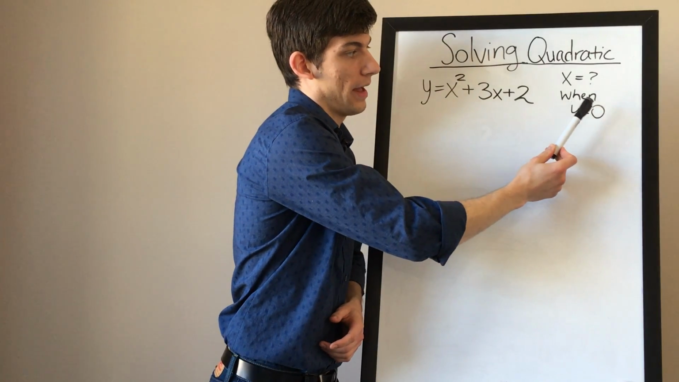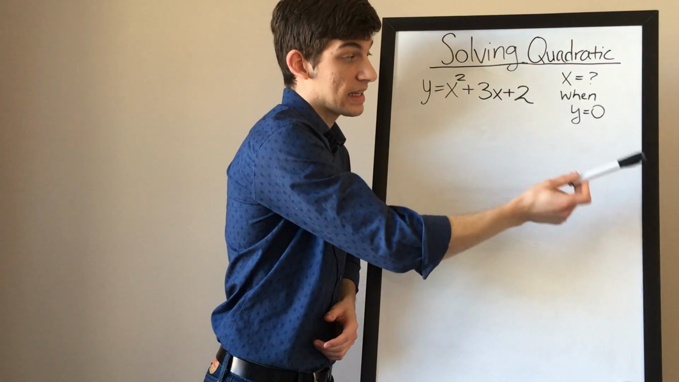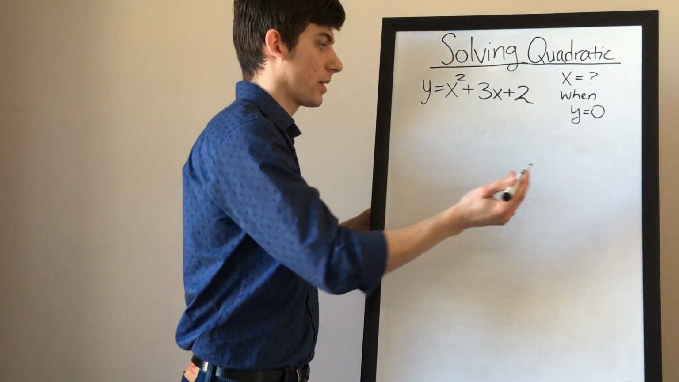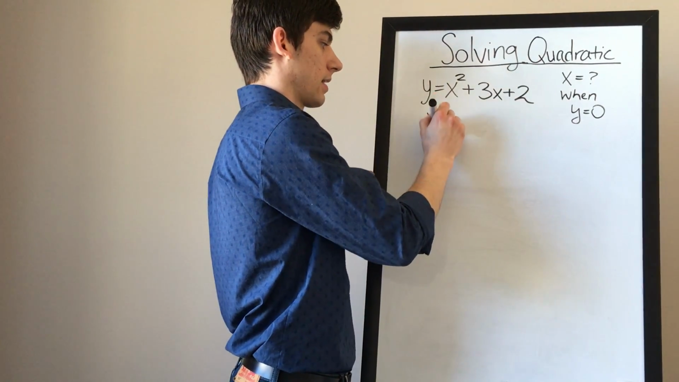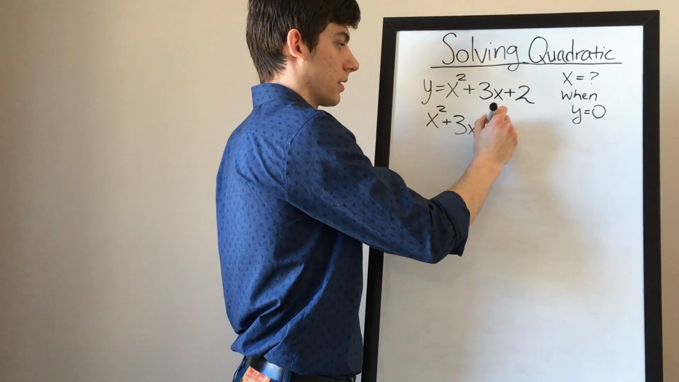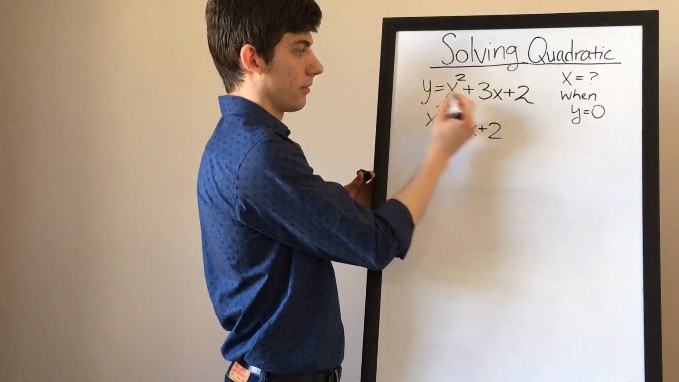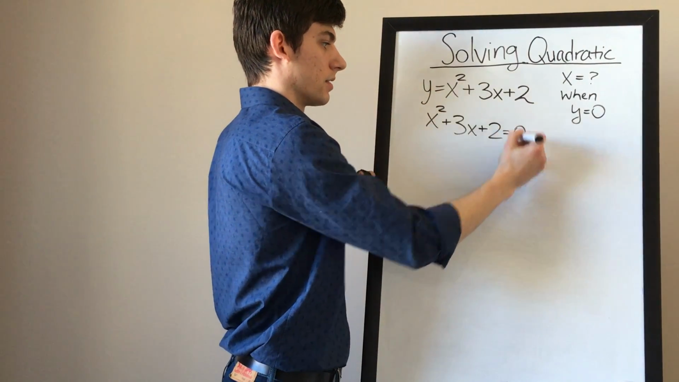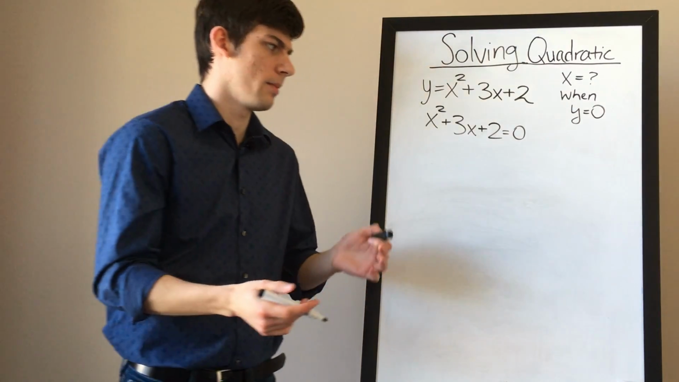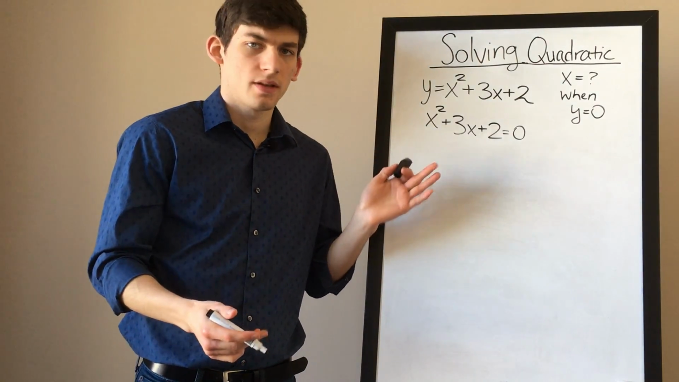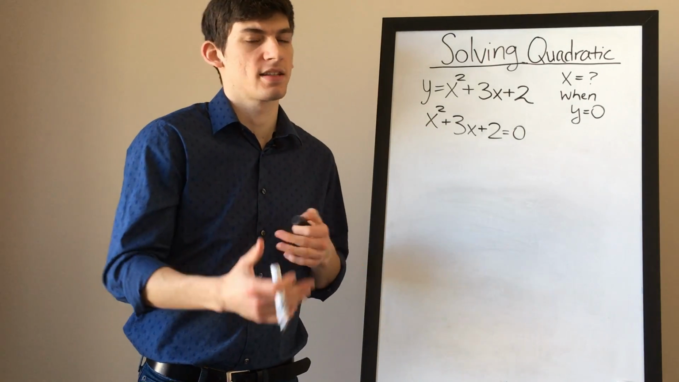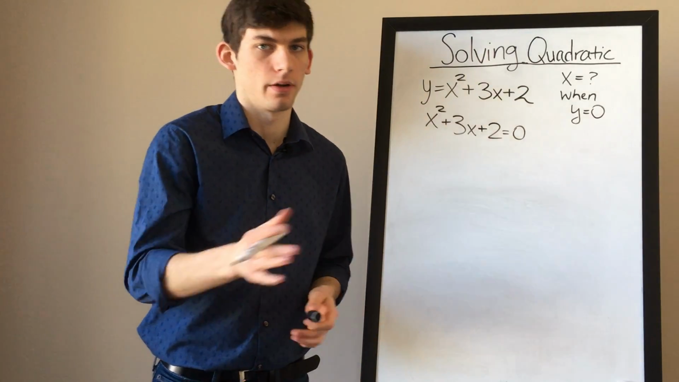and you're told to find possible values of x when y equals 0. So let's just set up the equation first, right? Let's just rewrite this as x squared plus 3x plus 2 equal to 0, right? Y is 0. This is equal to 0. So how can we approach this? You can try to mess around with this and try to isolate x in the ways that we have done before, and it's going to be nearly impossible. So don't even try to mess with that.